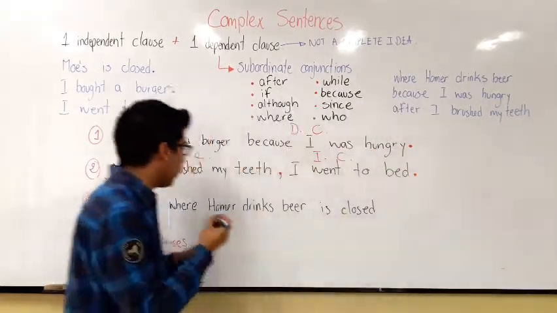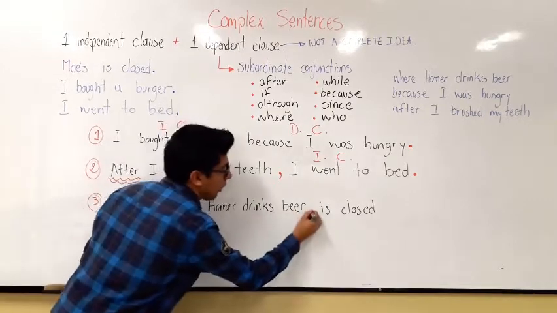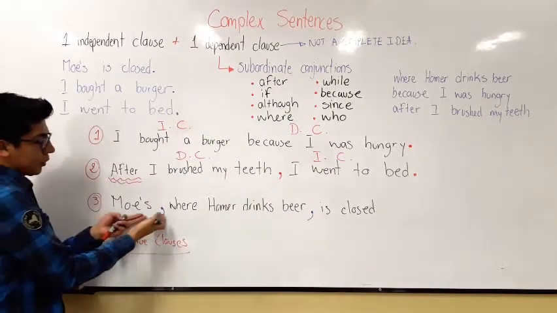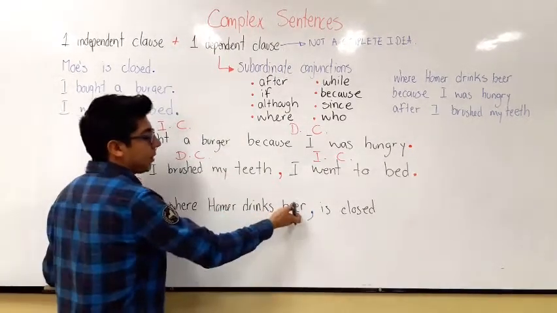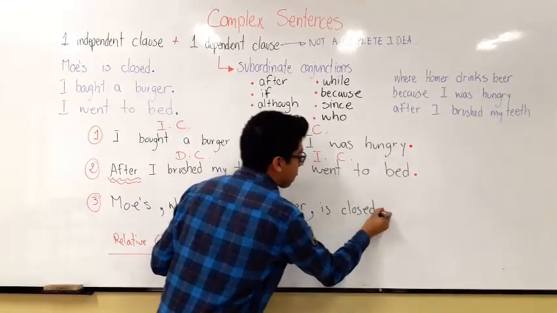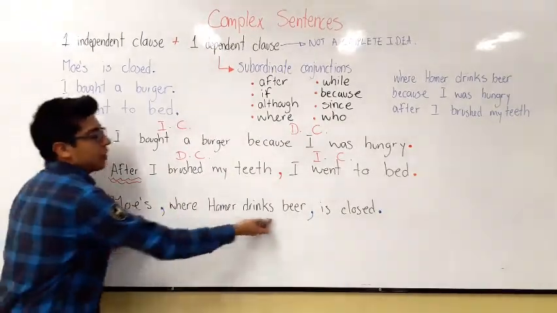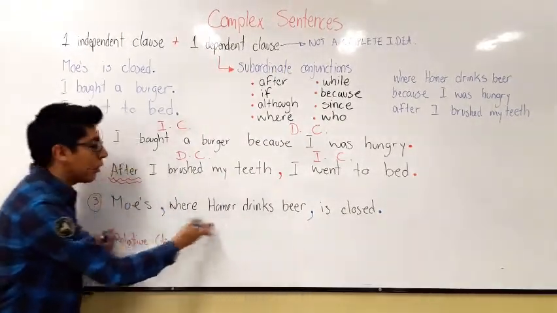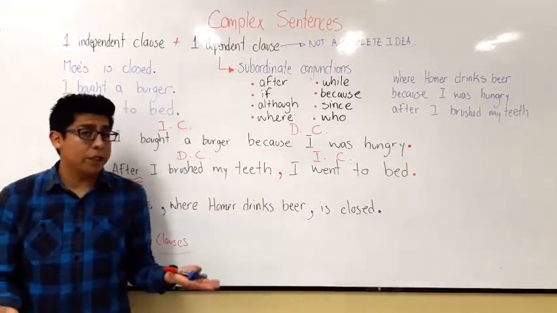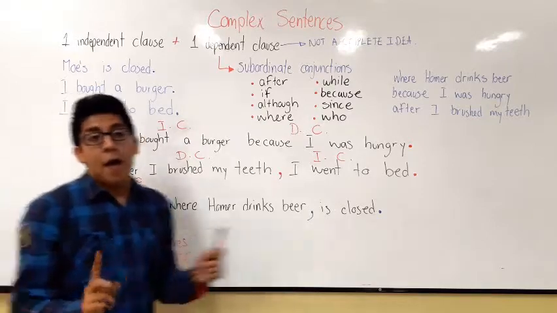So what we do here is we place commas, right? Moe's, comma, where Homer drinks beer, comma, is closed. And then we have a period, right? It's because you know this. So this description is not important, it's not relevant for you to understand the message, right?